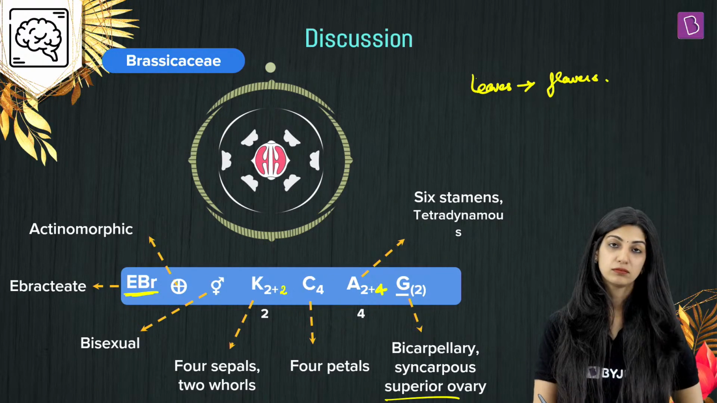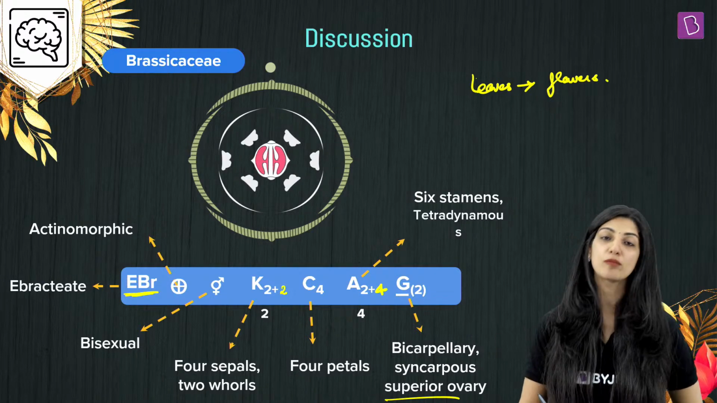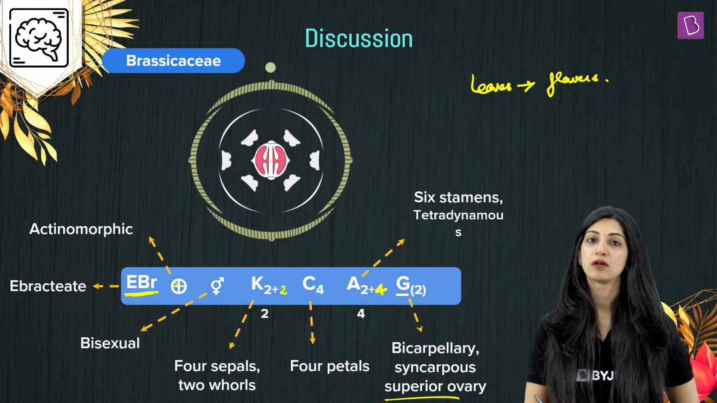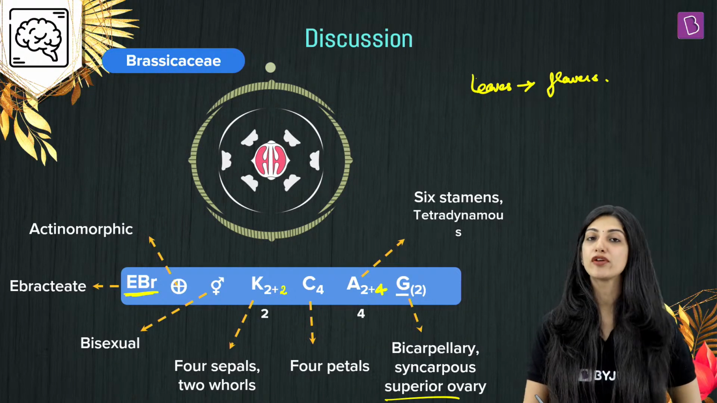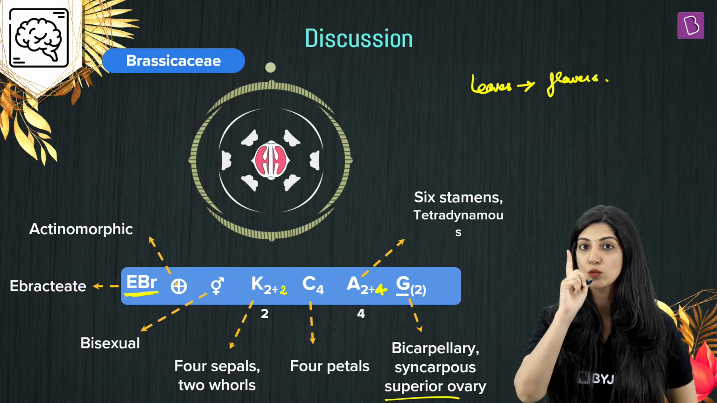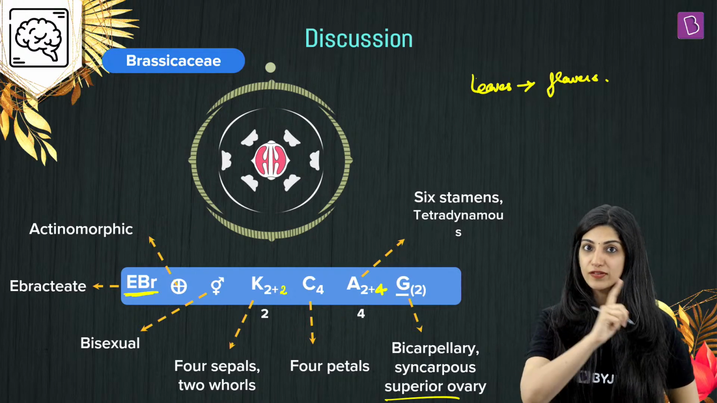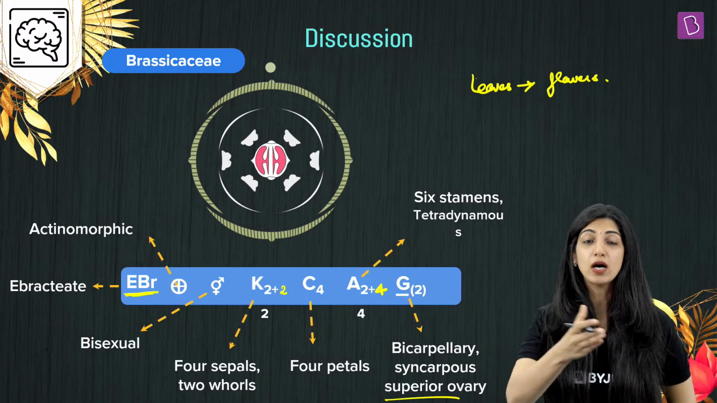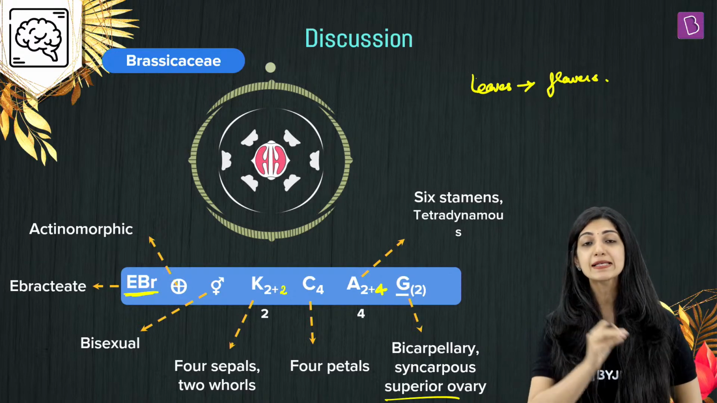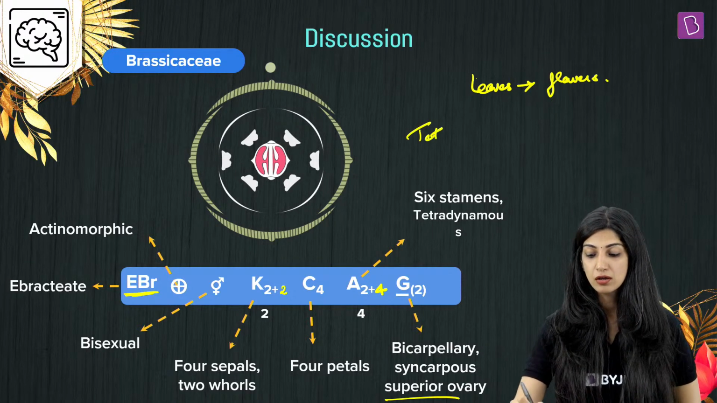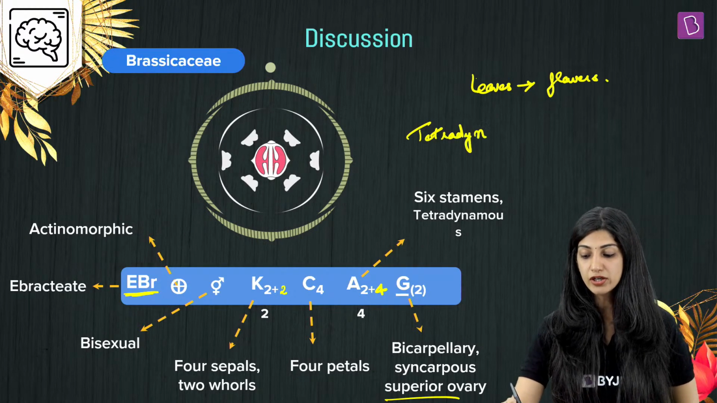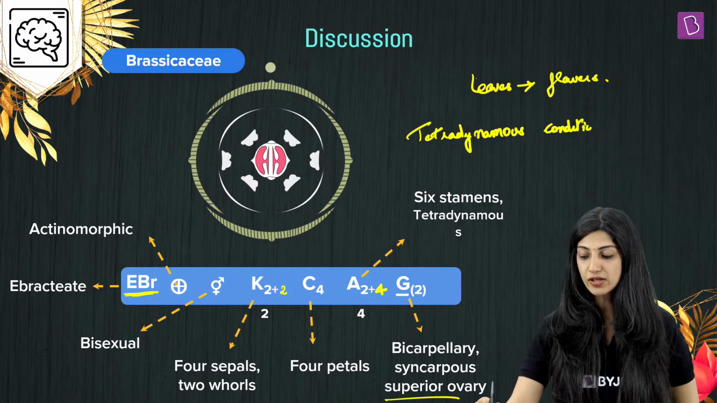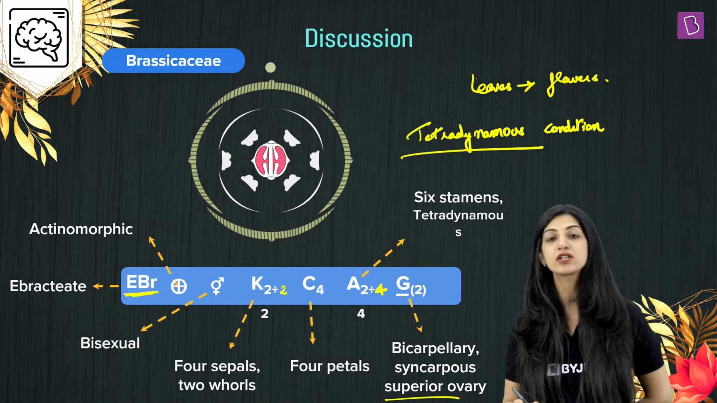Also remember, if it is the floral formula of Brassicaceae and you have to mark the correct option, I am giving you the trick to get your answers correct in floral formulas. Look for that one character which is a feature of that family, very special feature. Then note it down right now. Brassicaceae में tetra-dynamous condition is present. Are we writing tetra-dynamous condition?